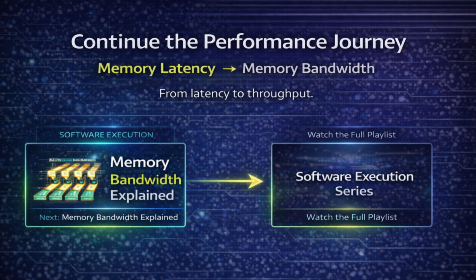If you want to continue deeper into the memory system, the next step could be exploring memory bandwidth, cache coherence in multi-core systems, or virtual memory and the translation look-aside buffer. But for now, you can summarize memory latency like this. Memory latency is the time delay between requesting data and receiving it. And in modern systems, that delay often defines performance more than raw compute speed. Understanding that principle is essential to understanding software execution at a deeper level.